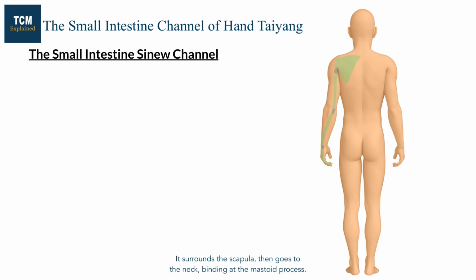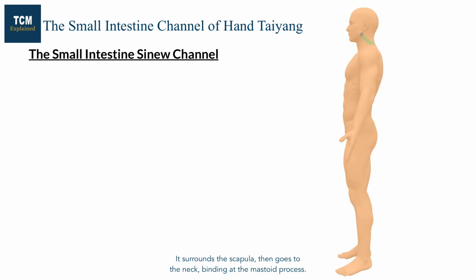It surrounds the scapula, then goes to the neck, binding at the mastoid process. It goes behind the ear where a branch enters the ear. The sinew channel goes around the ear and binds at the mandible. It crosses the cheek, binds at the outer canthus, and goes up to bind at the corner of the head.